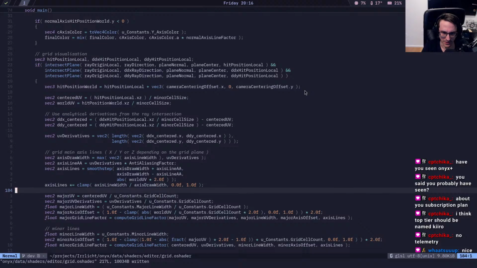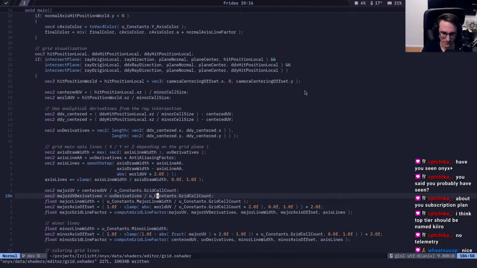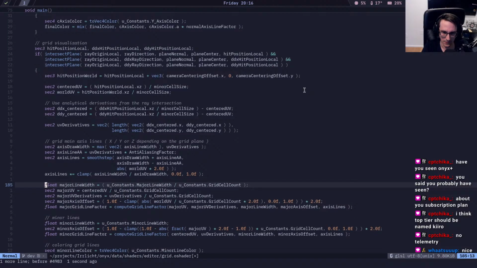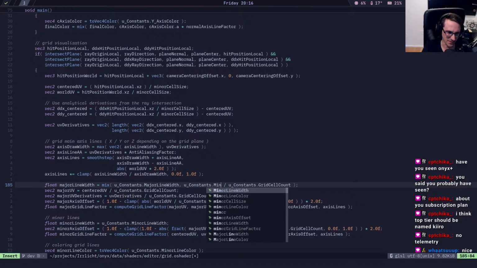So the rest of the grid is basically very similar in the sense that we just scale this major line width here in the same way. Basically we do a mix here between our next level, which is u constant's major line width, and the previous one again. Actually in this case, no, sorry, not that. Well, kinda, but it's basically the same.